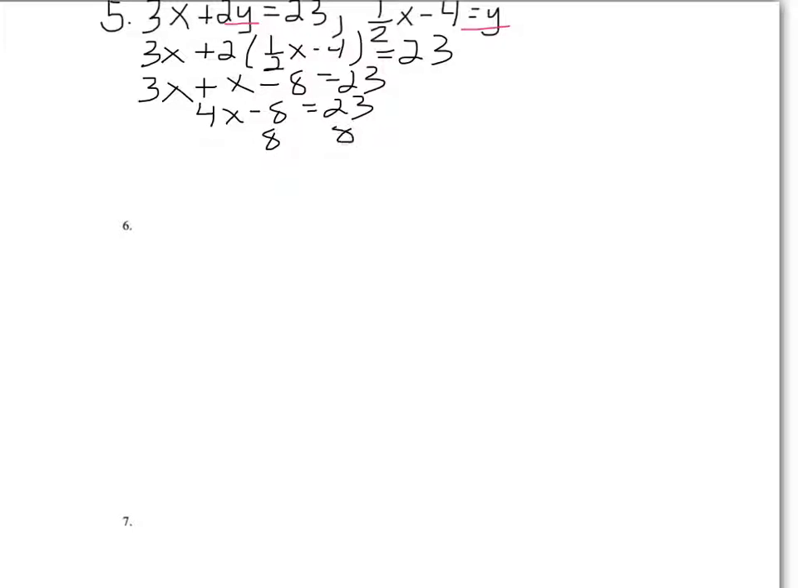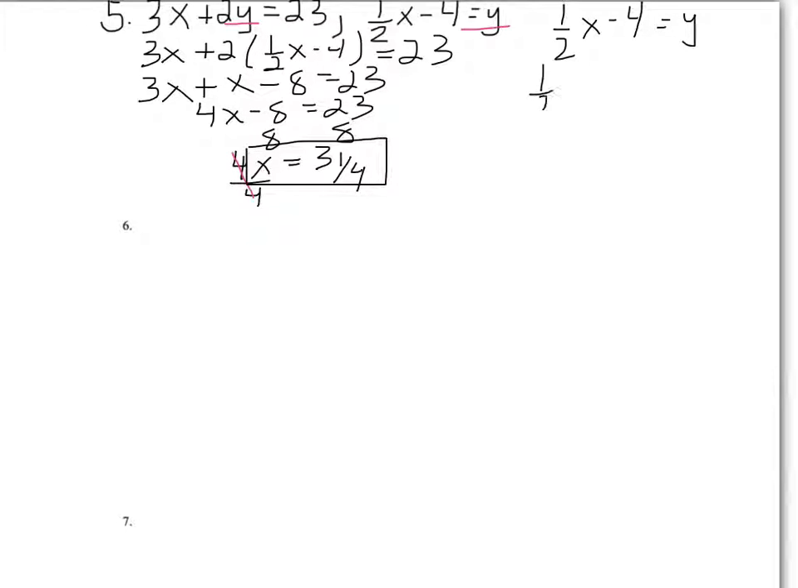Move the 8. Divide by 4. And I've solved for x. 31/4. Not a real pretty number, but it works. Now I'm going to take 31/4, I'm going to plug it into 1/2 x minus 4 equals y.